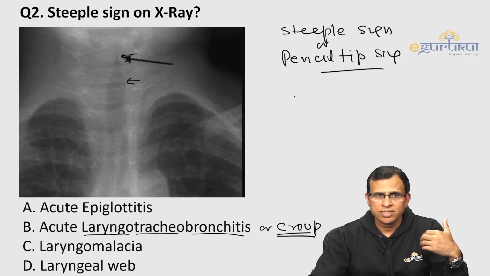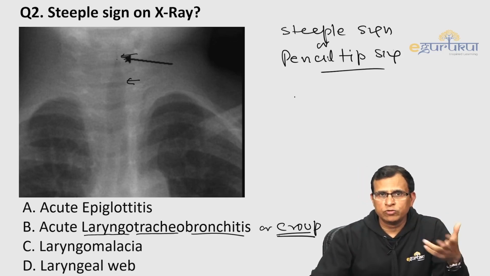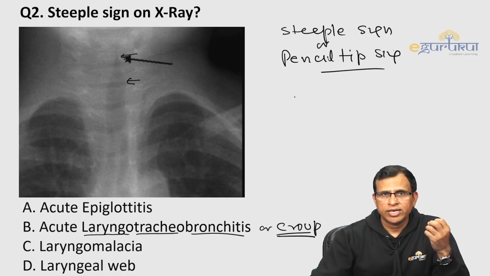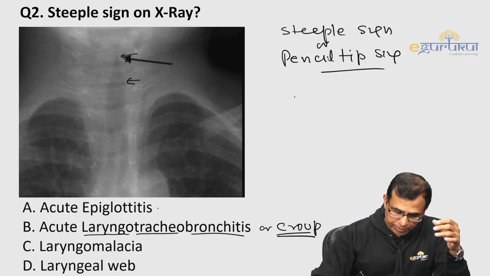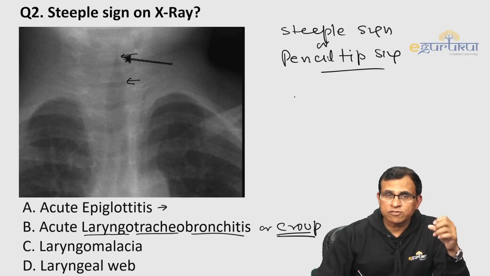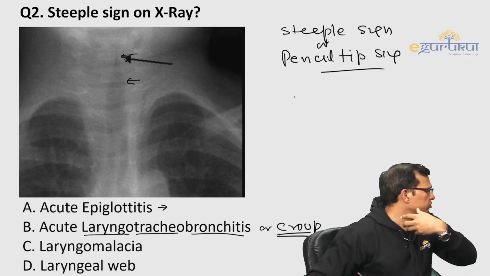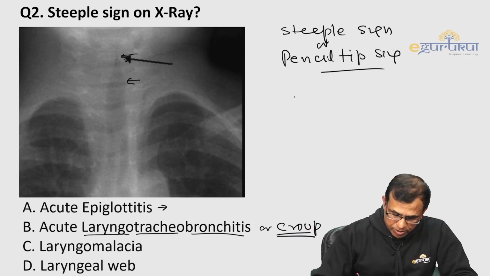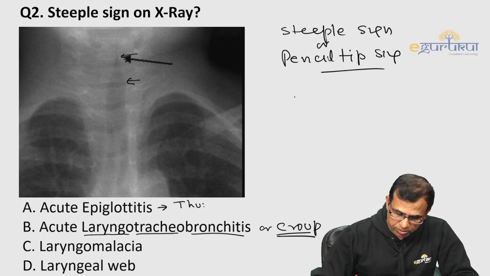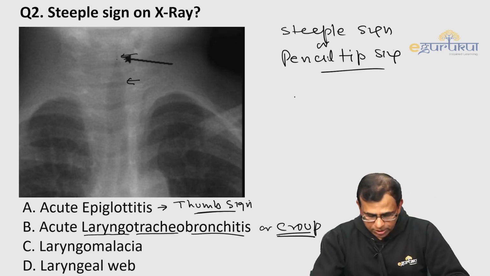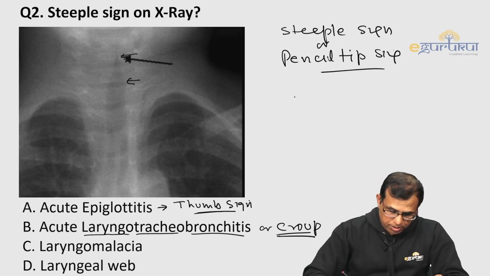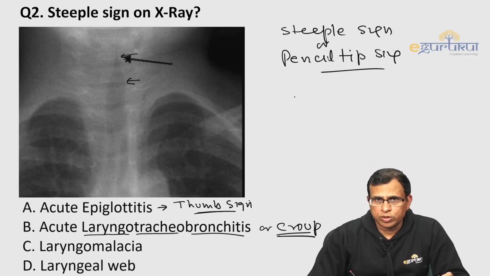And this X-ray is an AP view, anteroposterior view of the soft tissue neck. In epiglottitis, we get an X-ray of the soft tissue neck but a lateral view. We don't get an anteroposterior view, we get a lateral, side view, and everybody knows the epiglottis is swollen. It looks like a thumb, and it is called the thumb sign, not the steeple sign, right? The rest of the two are not X-rays.